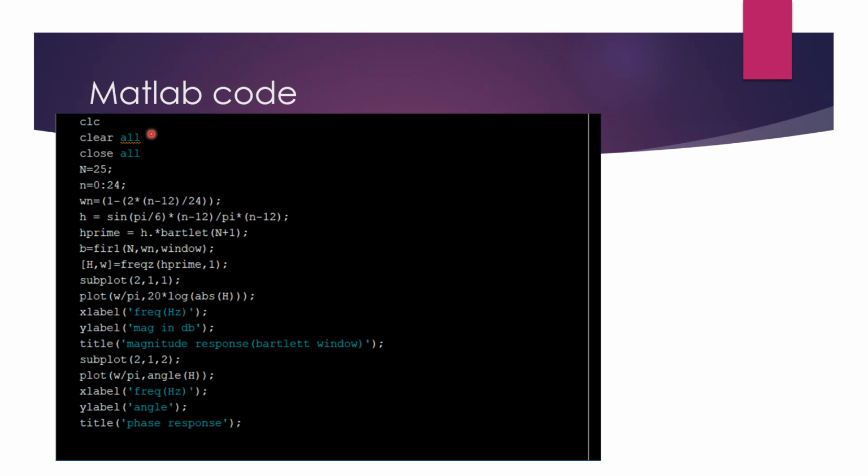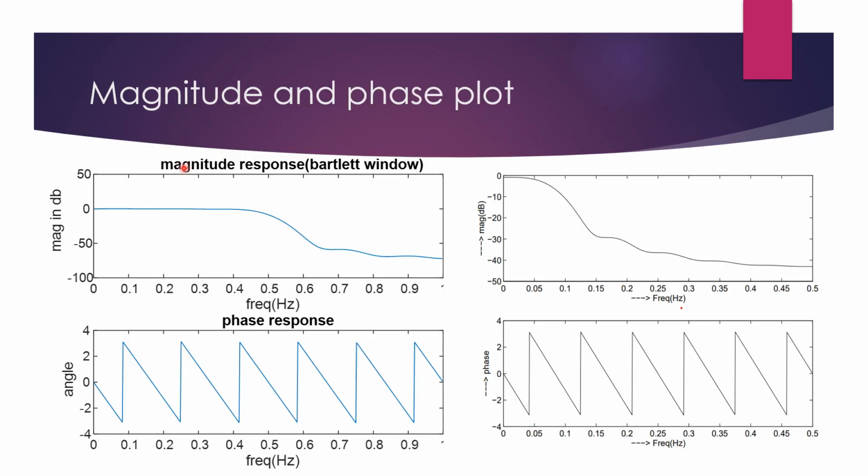So here is the Matlab code. And here we are using the Bartlett window function, which is available in the Matlab library, and we are using this to find out the magnitude response and the phase response of the FIR filter given in the question. So from this code we can see that we'll be getting the magnitude response and the phase response like this.